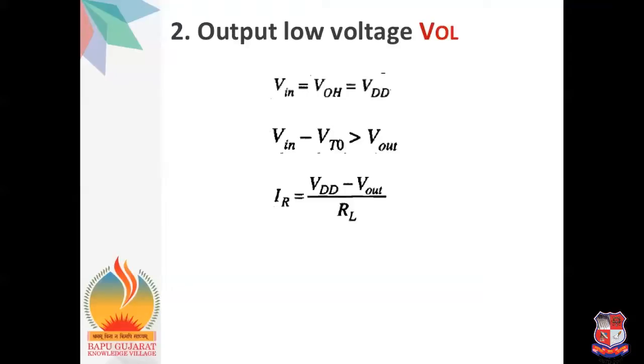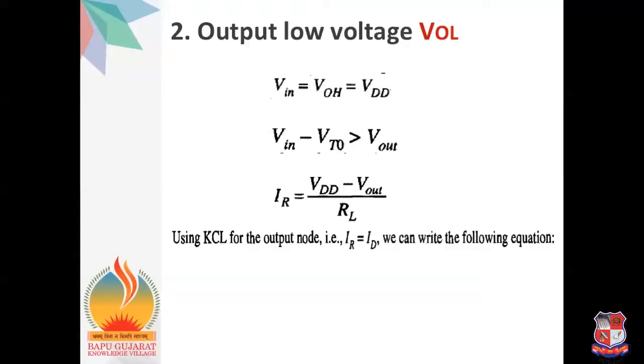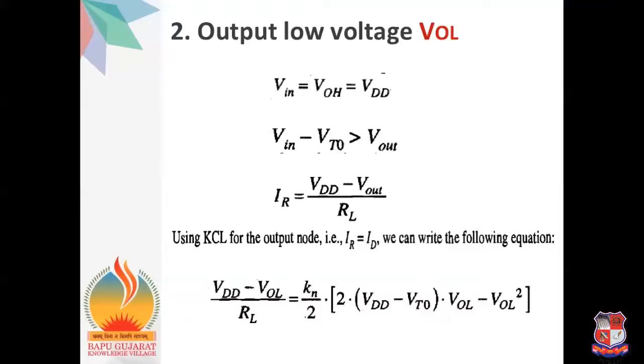So now let's apply KCL at the load resistance node, at the output node. That is IR equals (VDD minus Vout) upon RL. Using KCL for the output node, IR equals ID, we can write the following equations. So IR is equal to ID, the drain current. We already derived the drain current for the linear mode.